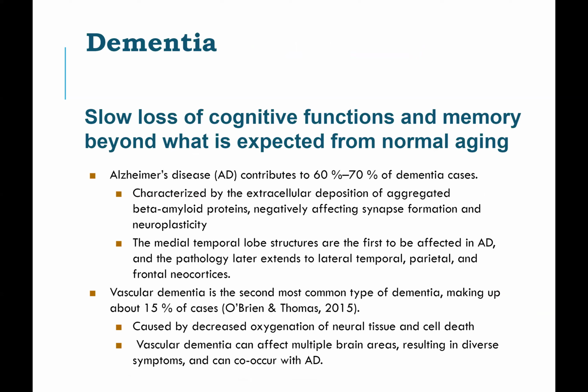This is my last slide, so we made it. The slow loss of cognitive functions and memory beyond what is expected from normal aging is called dementia. There are different types of dementia. We all probably know an older family member that deals with dementia, and it's an important thing to study and understand. There is a massive research program to treat these different sorts of dementia, especially Alzheimer's.